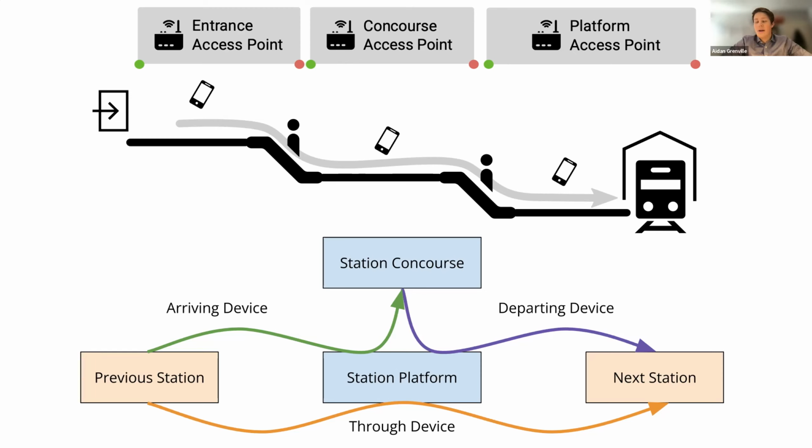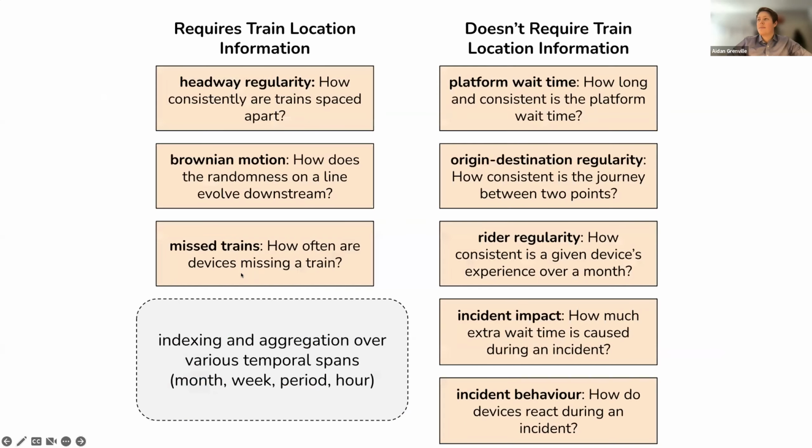Likewise, for arriving and departing devices, whether that's the first point of entry or the last point we see them for a given time frame, we say the device must have left the station platform and headed up to the concourse and then continued on wherever that user was going. So there's really a lot of possibilities with this data.